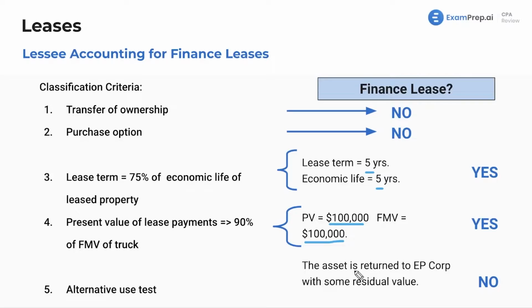Alternate use test, the asset is returned to EP Corp, the original owner, with some residual value. So it does not meet the alternate use test. Meets two of the tests. Remember, it only needs to meet one of these to be a finance lease. So it's a finance lease, and as such, we're diving into accounting for finance leases.